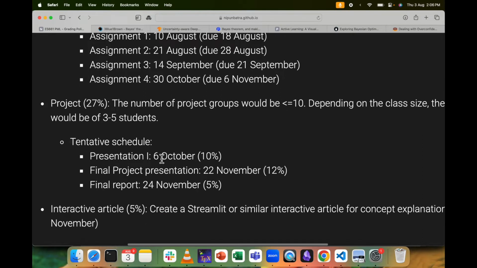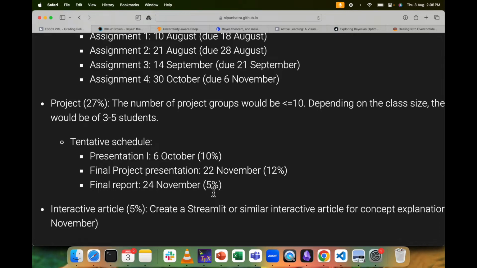And we are keeping only 2 phases for the presentation. The first one is around the first week of October, which is worth 10%. The final project presentation, again, I've tried to keep it much before your last class. I think the last class is around 27th. So 22nd November, we finish, worth about 12%, and the final report is due 24th November, 5% marks.